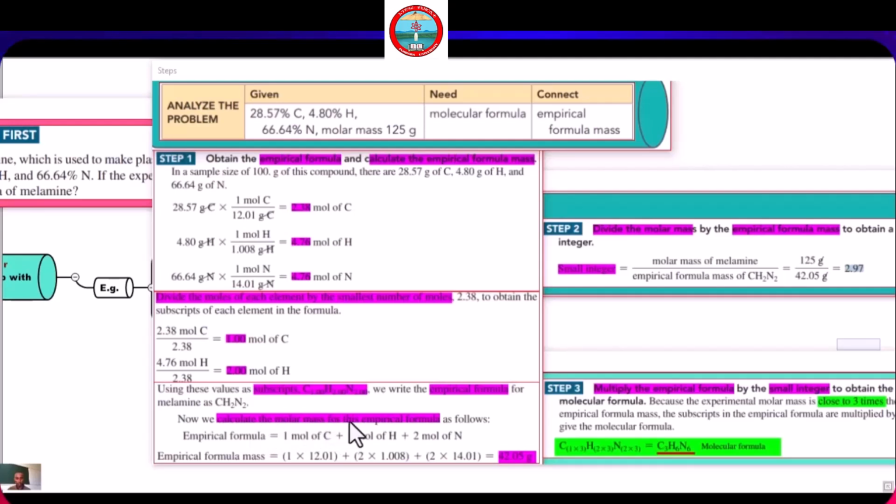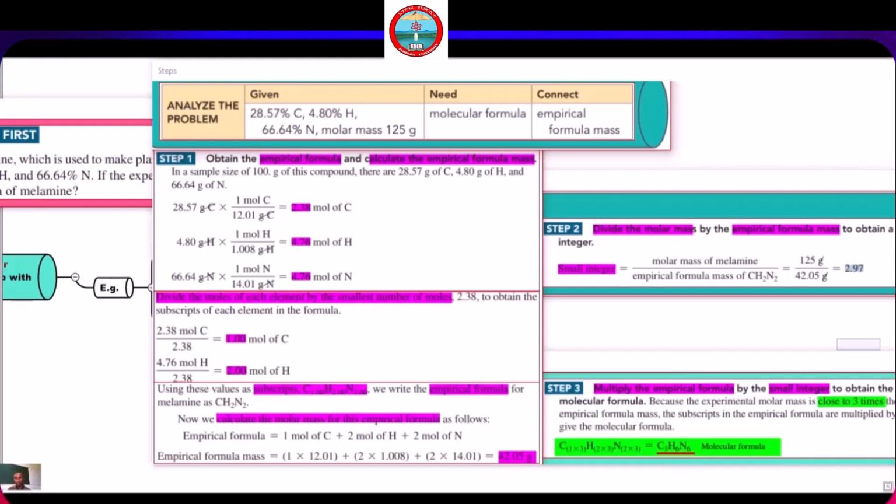The molar mass for the empirical formula is 42.05 gram, and step 2 is divide the molar mass by the empirical formula mass. The molar mass is 125 for the compound, and the empirical formula mass is 42.05, and the small integer becomes 2.93, which changes into a whole number. You can round this off to 3, and the molecular formula becomes C3H6N2.